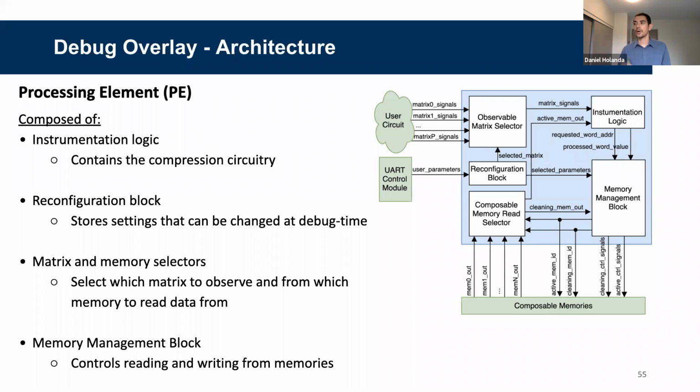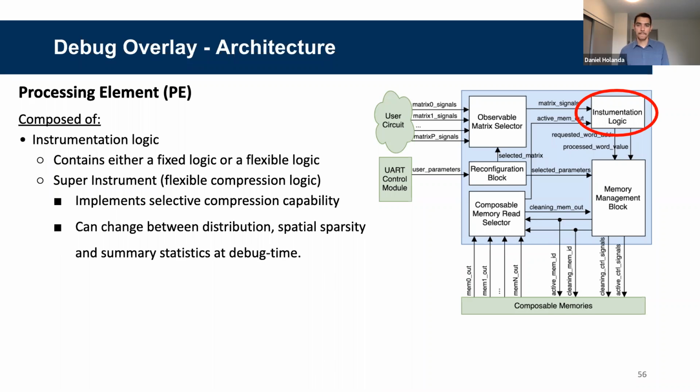The really interesting part here is the instrumentation logic. This instrumentation logic can contain either fixed logic or flexible logic. Fixed logic just means that I can only do one thing. The instrumentation can only either record the distribution of the matrix over time, or record the raw values, or record the sparsity of the matrix over time. You cannot change it at debug time.